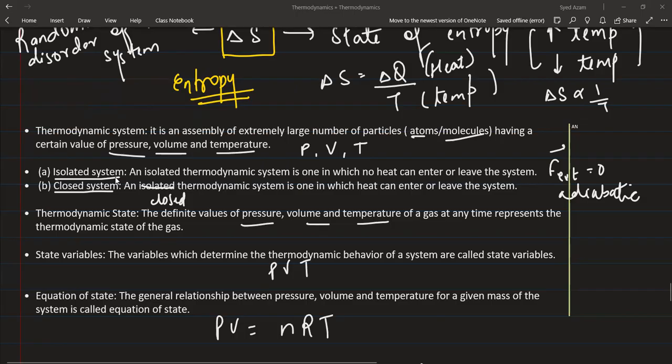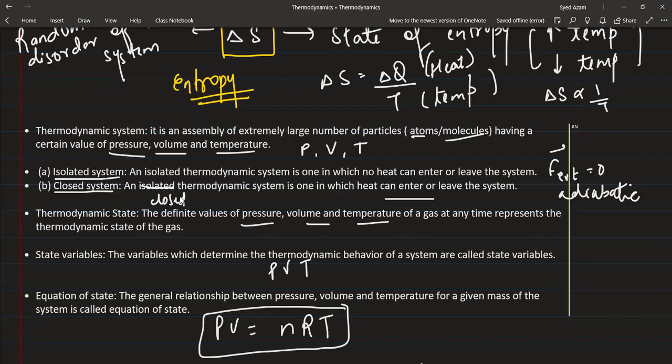See, I said that in an isolated system, net force is zero, which is used in adiabatic. We'll see that. And a closed system is one in which heat can enter or exit the system. State variables or thermodynamic states are the pressure, volume, and temperature. The equation that connects these is PV = nRT. So write this down, then we'll see one last question from the first law of thermodynamics.